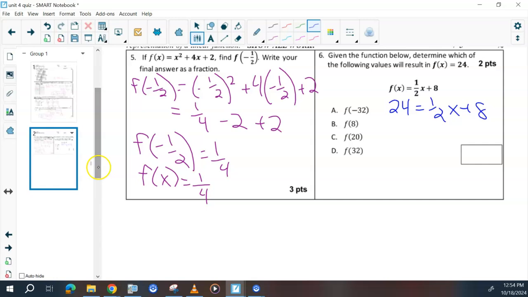But if you did it this way, we would have subtracted 8 and multiplied both sides by 2. How would you multiply by 2? You're multiplying by the reciprocal. So x equals 32, which is what this is saying. F of 32. X is 32. This is saying y is 24. So 24 should not go in for x.